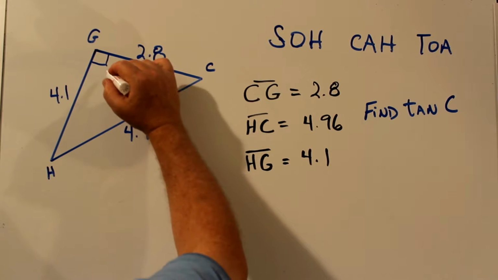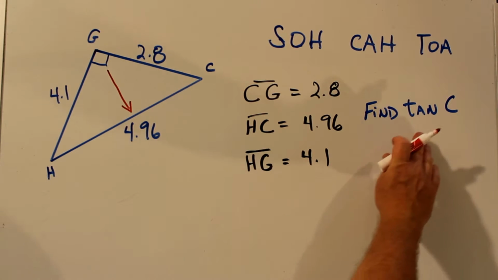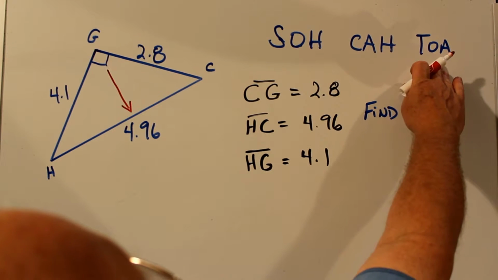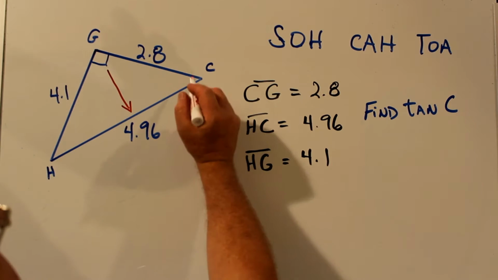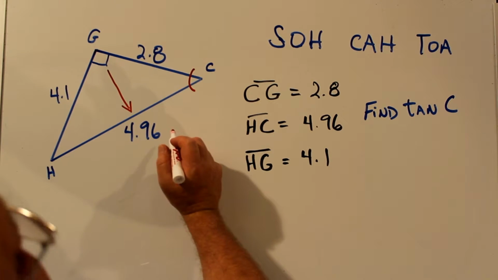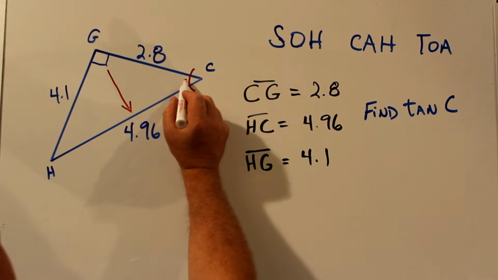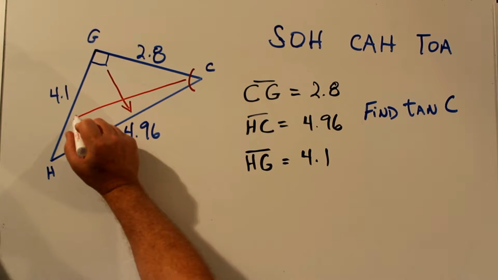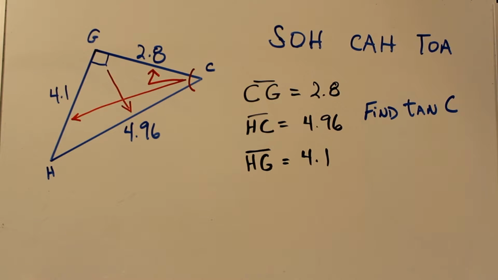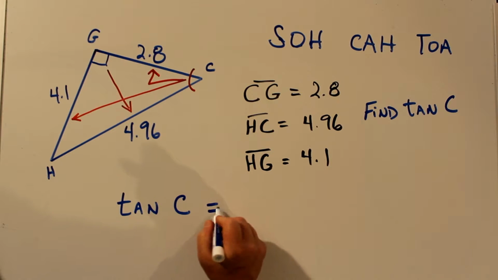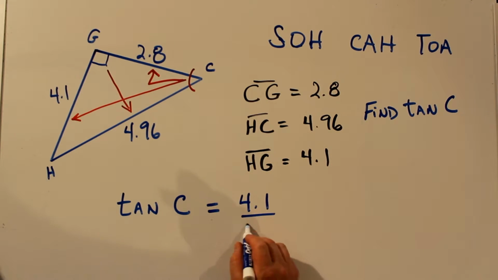Right away we can see the side opposite the right angle is the hypotenuse. And to find a tangent, we're not going to use the hypotenuse. In fact, the tangent is the only ratio that doesn't use the hypotenuse. So we want to find the tangent of angle C, and the tangent is the opposite side over the adjacent side. The side that's opposite angle C is this one, 4.1, and the one that's adjacent is this one, 2.8. Tangent of angle C equals opposite 4.1 over the adjacent side, 2.8.